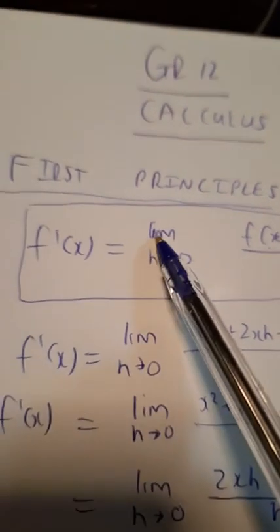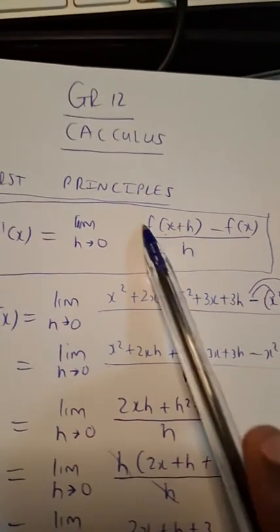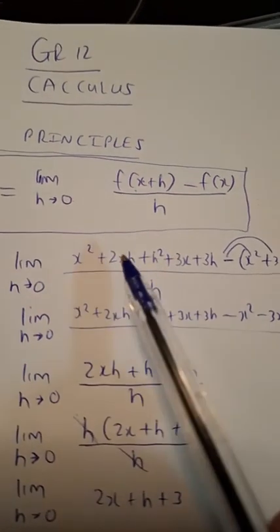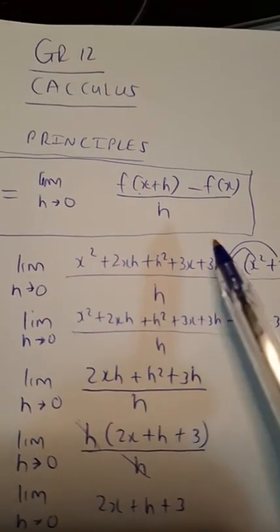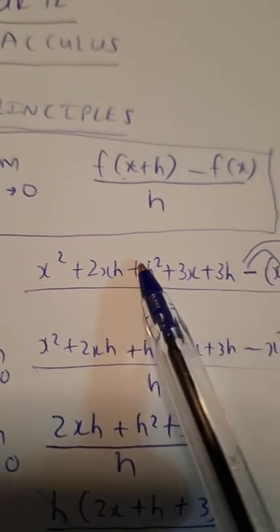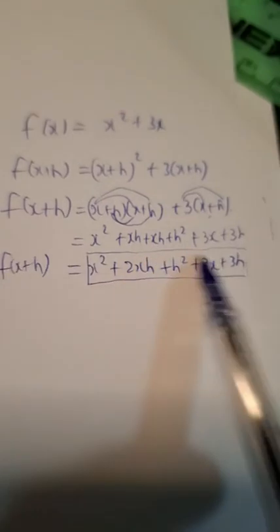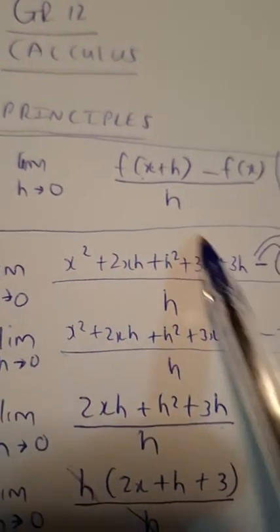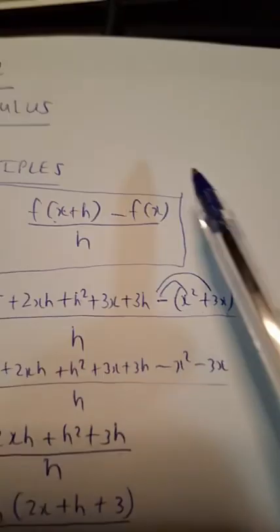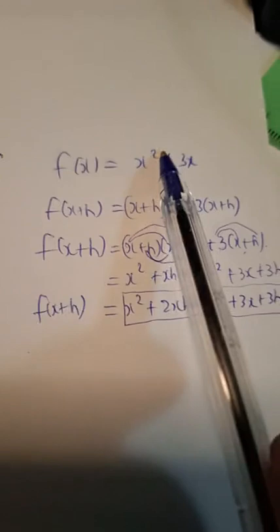We go back to the first principles formula. We substitute f of x plus h where f of x plus h was. There it is, all 5 terms, 1, 2, 3, 4, 5. And we are very meticulous and very accurate in writing down the expression as we see it after having expanded and added like terms there. So we substitute f of x plus h in this place there, followed by minus what? F of x. What is f of x? F of x is x squared plus 3x.